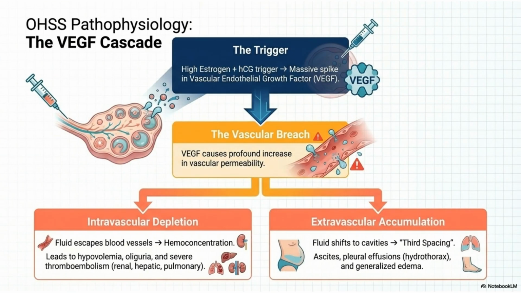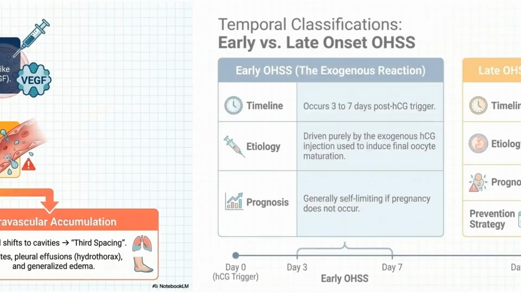The pathophysiology of OHSS is driven by a massive spike in vascular endothelial growth factor, or VEGF, triggered by high estrogen and HCG. VEGF causes profound vascular permeability, leading to intravascular depletion and extravascular accumulation. This results in hypovolemia, hemoconcentration, and fluid shifts into body cavities.